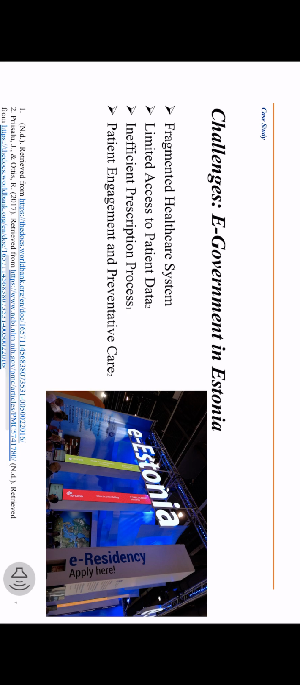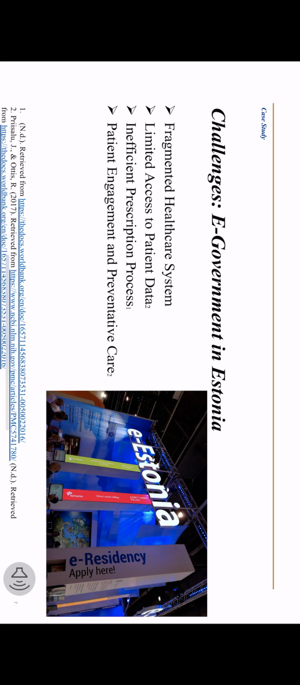We began with analyzing the fragmented healthcare system. Because Estonia had multiple healthcare providers, which were both public and private, this led to heavy fragmentation in the delivery of healthcare services. This resulted in difficulties in coordinating care and sharing patient information efficiently. Our second problem we analyzed was limited access to patient data. Prior to e-government interventions, healthcare professionals faced challenges accessing complete and up-to-date patient information because of the absence of a unified electronic health record system.